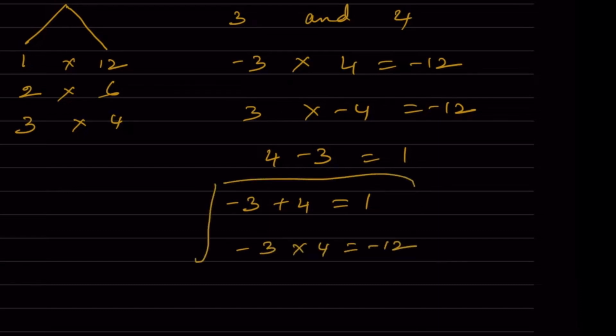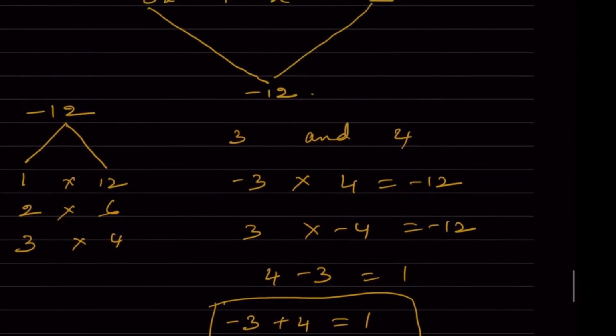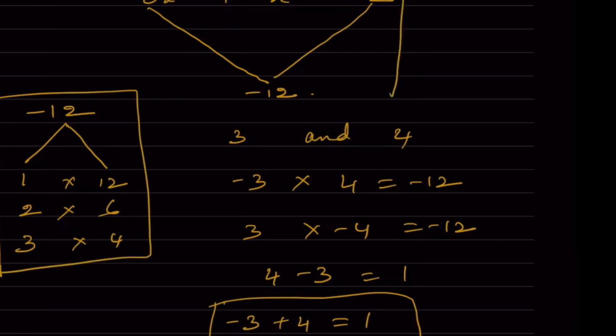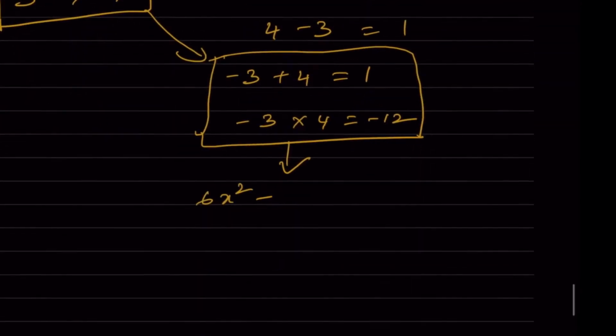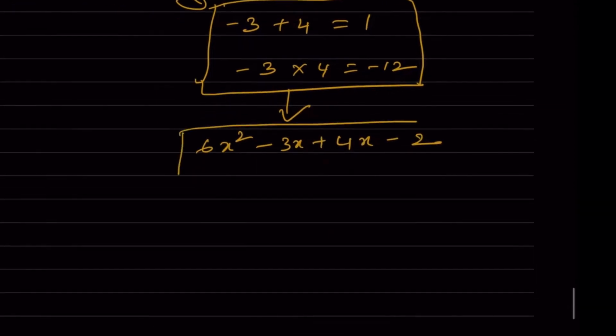So the next box which we are taking is this. This is the first one which we have taken. From the first we have got this, from this we have got this. Then how do we write it? We'll just see. What is the next box which we can write? We can write it as 6x square, in the place of x we can write minus 3x plus 4x, minus 2. This is the next box which we have got.